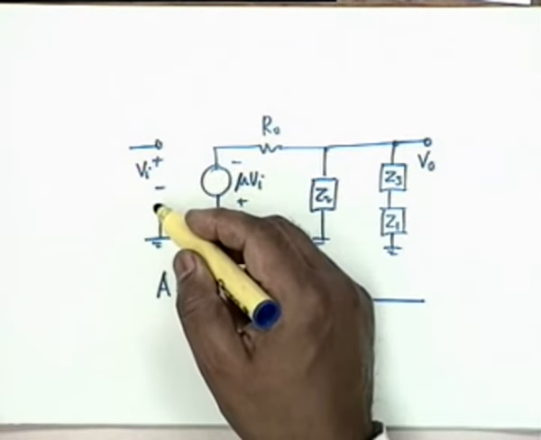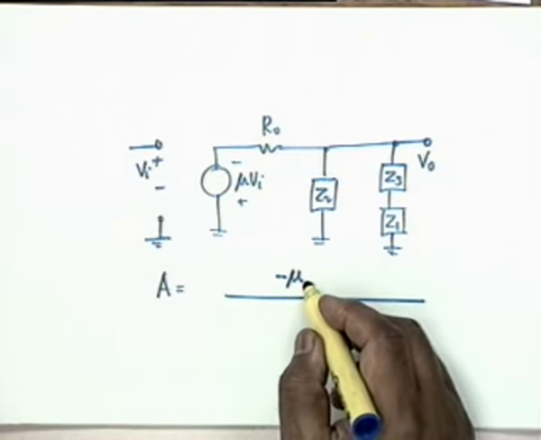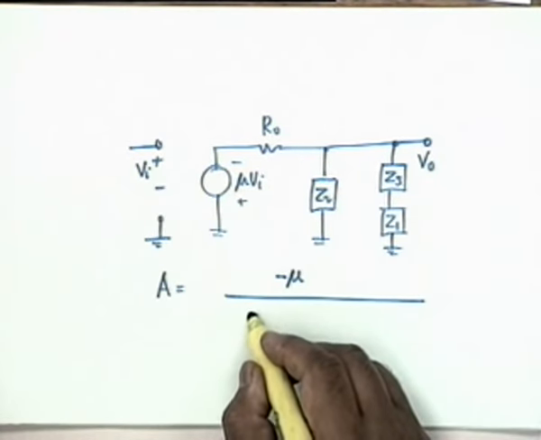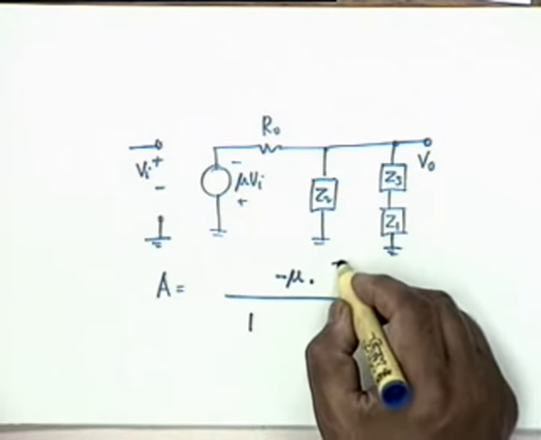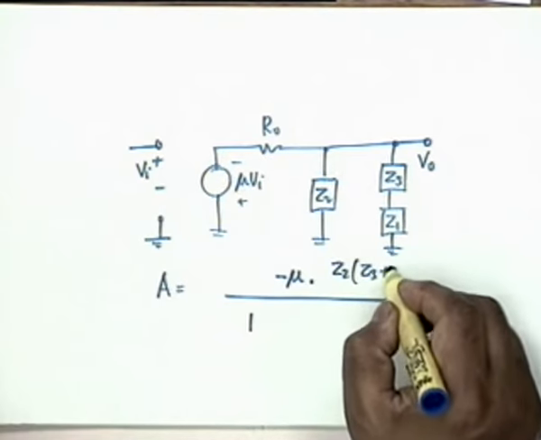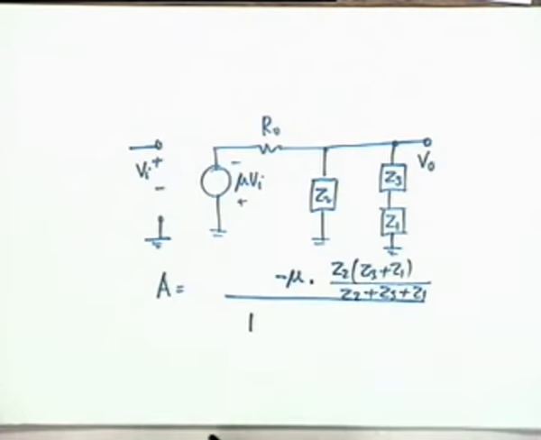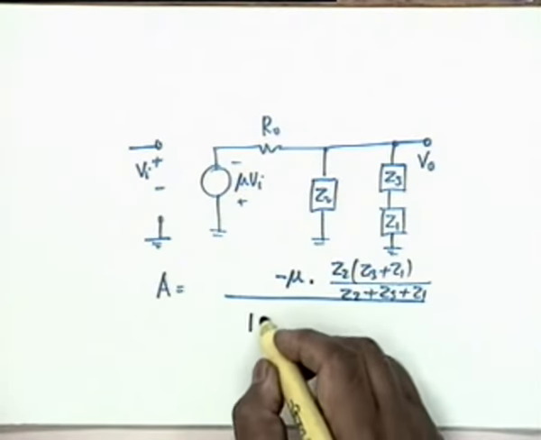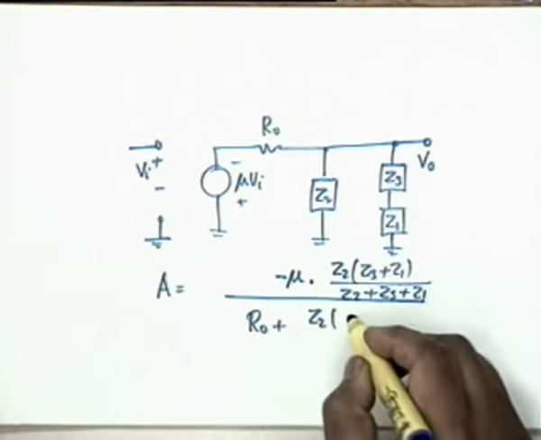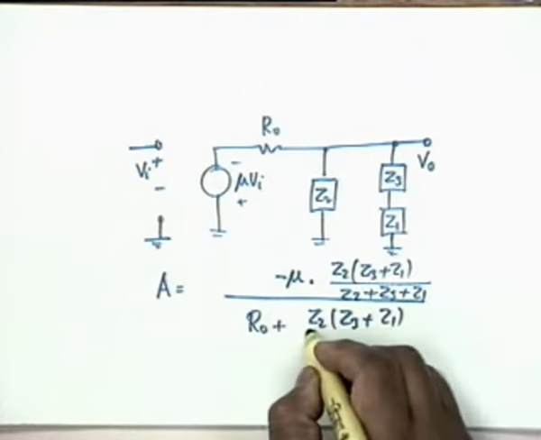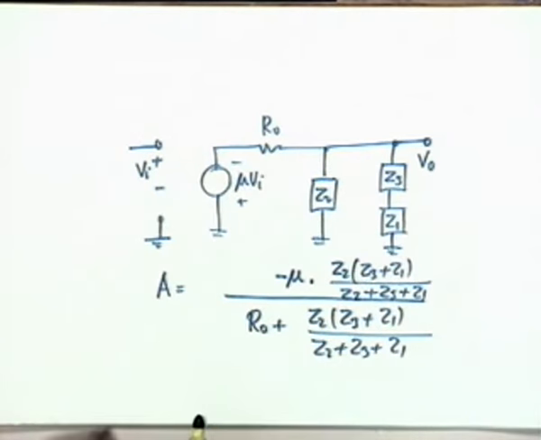Okay, V0 by Vi, this is the basic amplifier. I have opened the loop. So minus mu divided by, multiplied by the load, which is Z2 (Z3 plus Z1) divided by Z2 plus Z3 plus Z1, agreed, divided by R0 plus the parallel combination of Z2 and (Z1 plus Z3), that is Z2 (Z3 plus Z1) divided by Z2 plus Z3 plus Z1. This is my A.